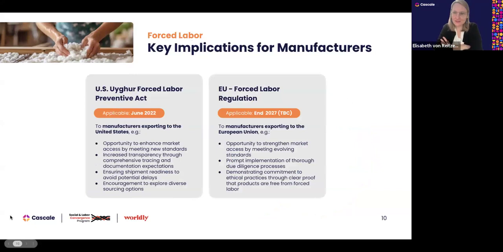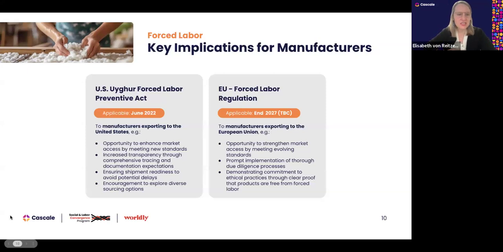which is forced labor legislation. There's the US Uyghur Forced Labor Prevention Act. That means it is having an impact on companies sourcing from Xinjiang, China, and exporting to the US since June 2025. But again, what does it mean for manufacturers exporting to the United States?